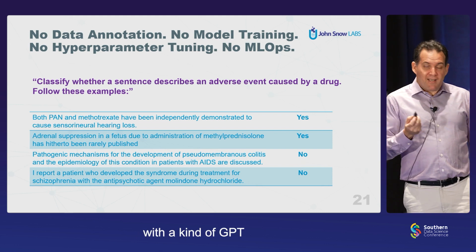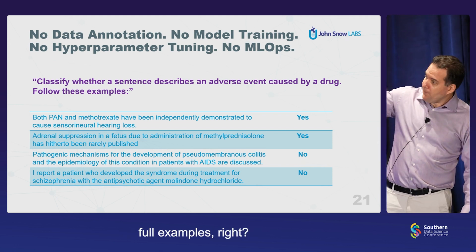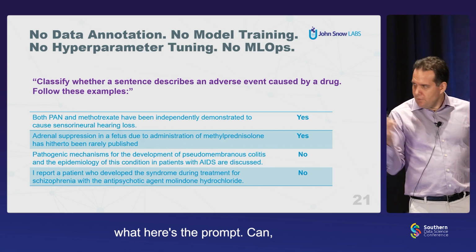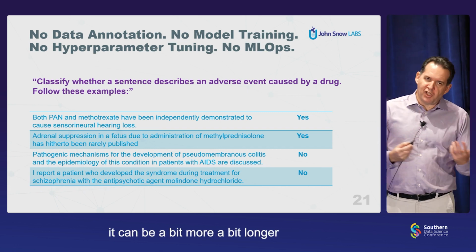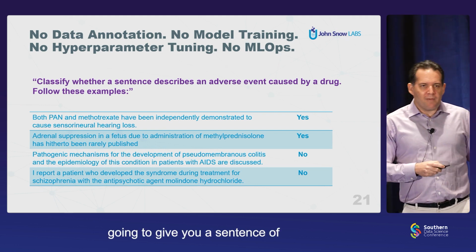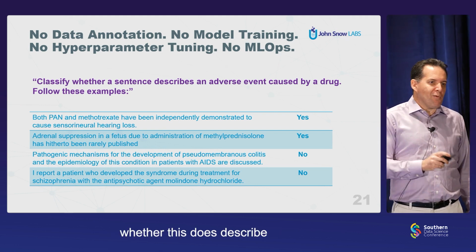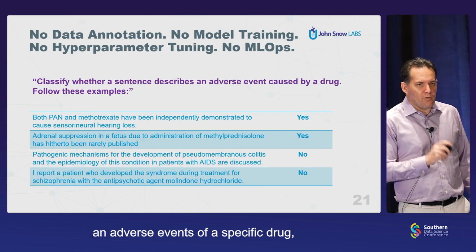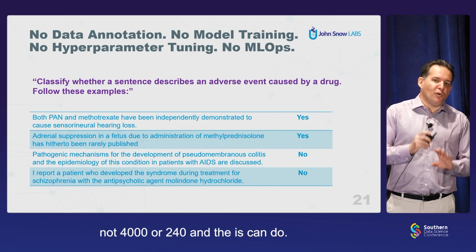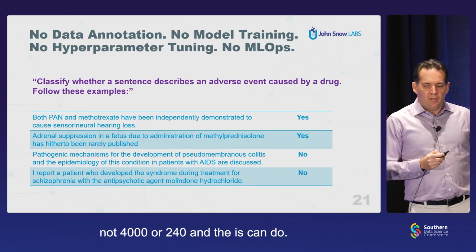But what you can do with the current GPT model is really literally just give it 4 examples, right? Just say, okay, here's the prompt. And a real prompt, if you do prompt engineering, can be a bit longer and more refined than that. But you can say, look, I'm going to give you a sentence or a paragraph, and I want to classify whether this does describe an adverse event of a specific drug, yes or no. Here are 4 examples, not 4,000, not 400, not 40.